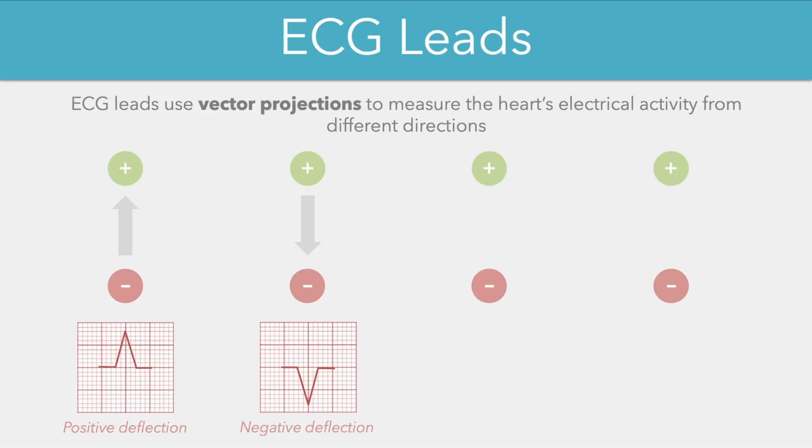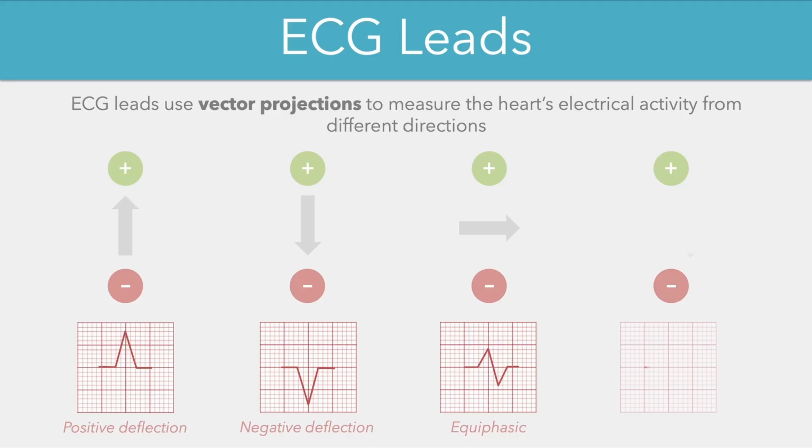If we have an impulse which is traveling perpendicular to a lead, this is detected as equiphasic on our tracing, which means that we have both a positive deflection and an equal negative deflection. Finally, if we have an impulse which is traveling at an angle to a lead, this will be picked up as a positive deflection as it approaches the lead, followed by a negative deflection as it leaves it.